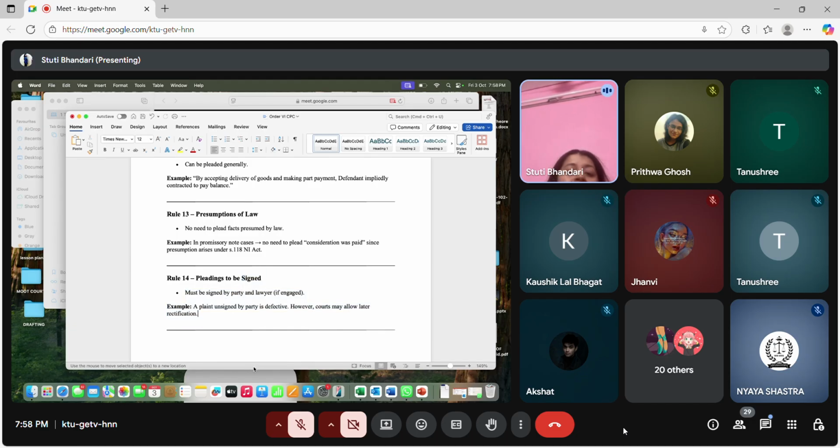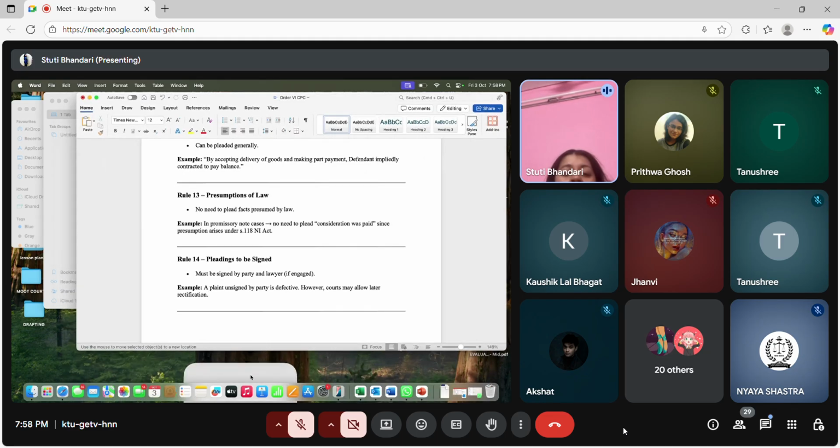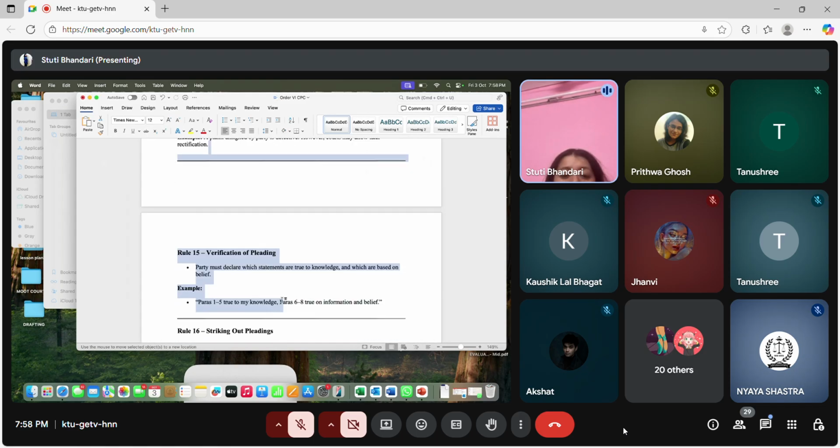If it is a written statement, then the defendant and the lawyer for the defendant will sign it. Now coming to the next part, verification. It is very important that verification has to be there. Verification means if I am the plaintiff and I am signing the verification, I am verifying that I have read the entire plaint and it is true to the best of my knowledge and belief.